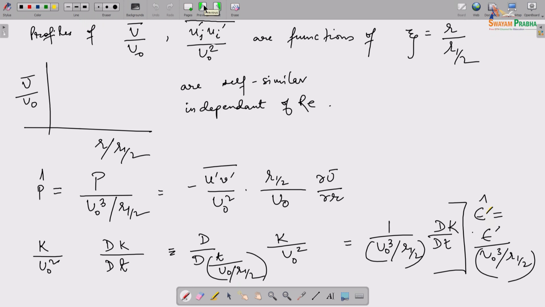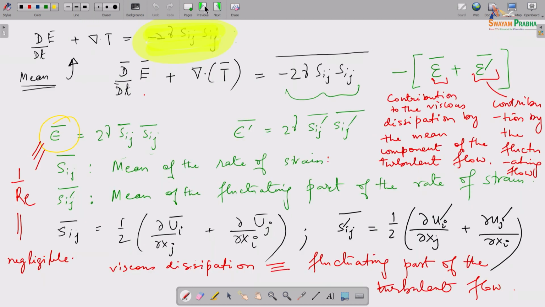I think that should take care of a few things that I wanted to talk about. So I think the concepts of the viscous dissipation and the production, right? The mean of the rate of strain, which basically relates to the mean component of the turbulent flow, and the mean of the fluctuating part of the rate of strain, which is basically contributed by the fluctuating part of the flow, right?